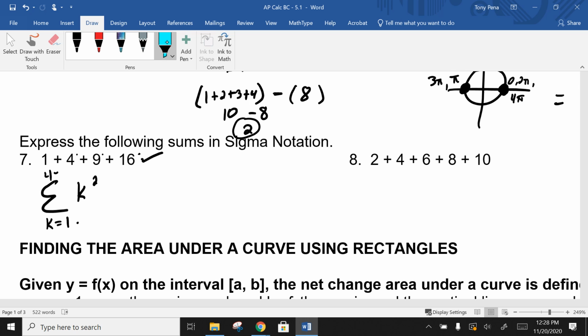We can play all kinds of games with this. There's nothing stopping us from starting that at a 0, a 2, a 3. For the sake of just making this nice and easy and not getting too creative, we're going to start at a 1. All right. Last one, same thing. Go ahead and set all that up.